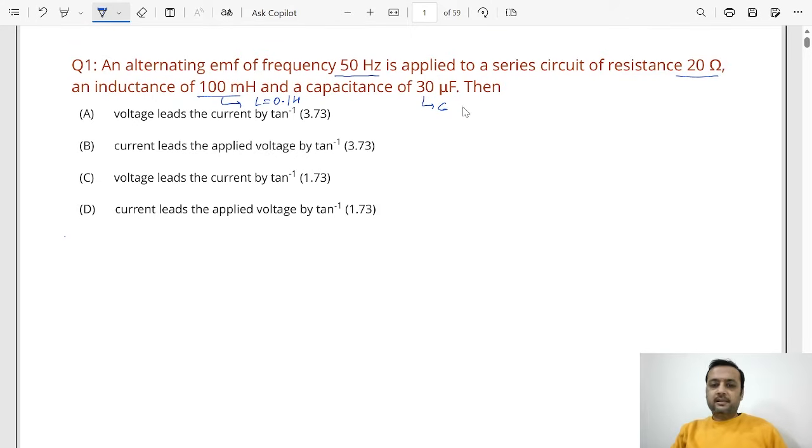So this is your capacitor. Basically, this will become 3 into 10 to the power minus 5 farad. We have to figure out whether the voltage will lead the current or the current will lead the voltage, and by what amount. So look, first let's calculate XC.